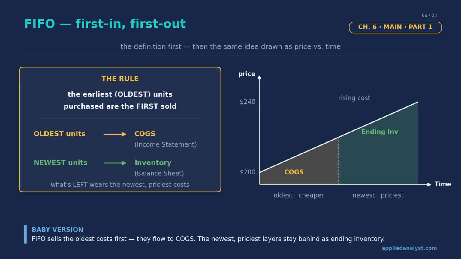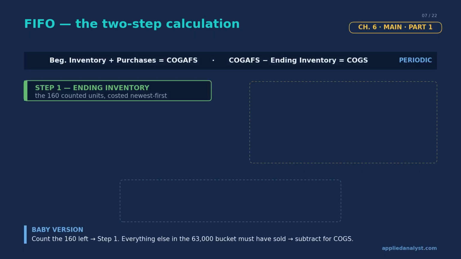That shaded region is cost of goods sold, and the newer, higher end is what's left as ending inventory. Hold that picture. Cheap costs out, pricey stuff staying, because now let's actually run the numbers. So let's turn that FIFO graph into arithmetic. Same 2-step engine every method uses.